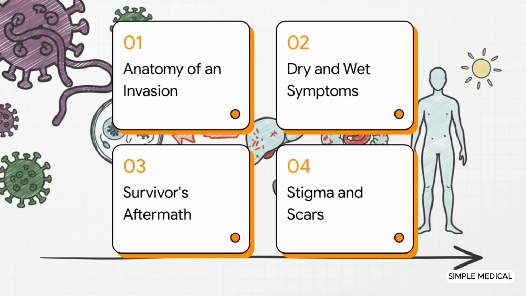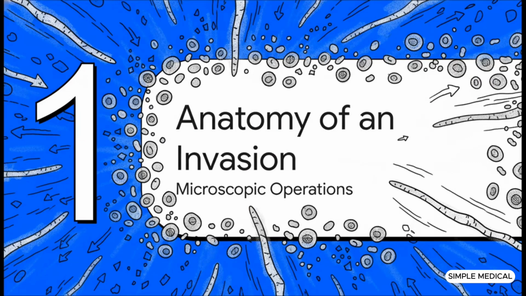Here's a quick look at our roadmap for today. We'll start with the anatomy of an invasion, move on to dry and wet symptoms, explore the survivor's aftermath, and finally discuss stigma and invisible scars. All right, Section 1, Anatomy of an Invasion.